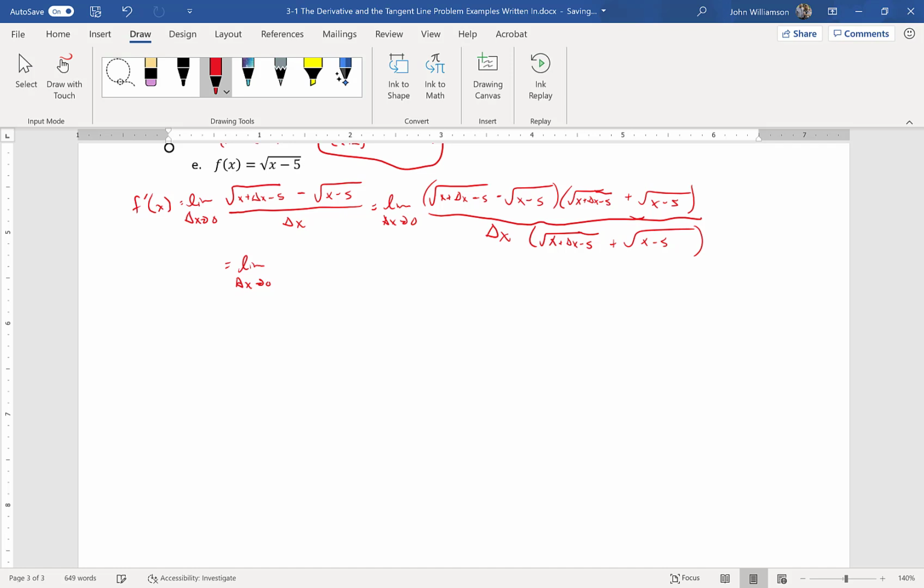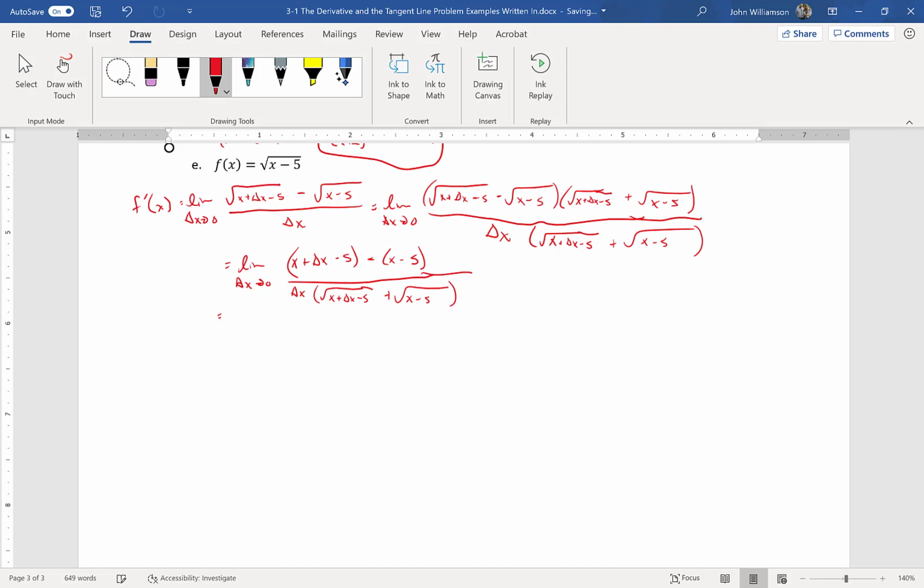So square root of x plus delta x minus 5 times minus square root of x minus 5 times square root of x plus delta x minus 5 plus square root of x minus 5 just gives us x plus delta x minus 5 minus x minus 5, all over this ugly denominator that I do not recommend multiplying out right now. Don't distribute that delta x through. Square root of x plus delta x minus 5 plus square root of x minus 5.